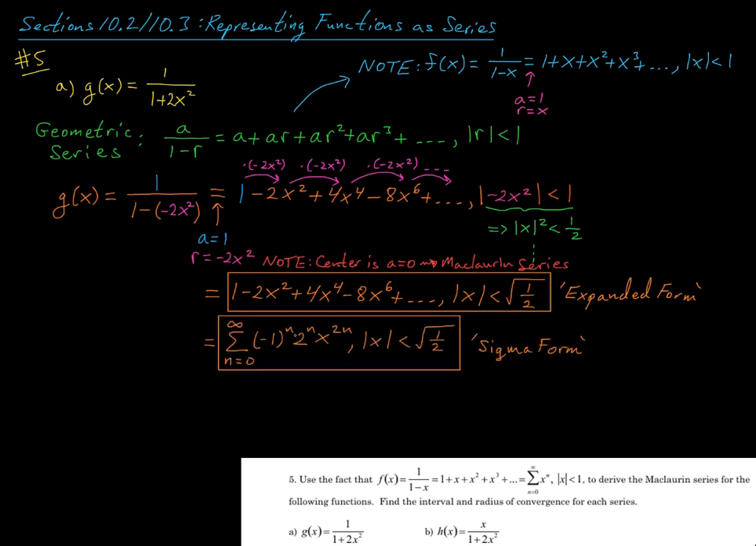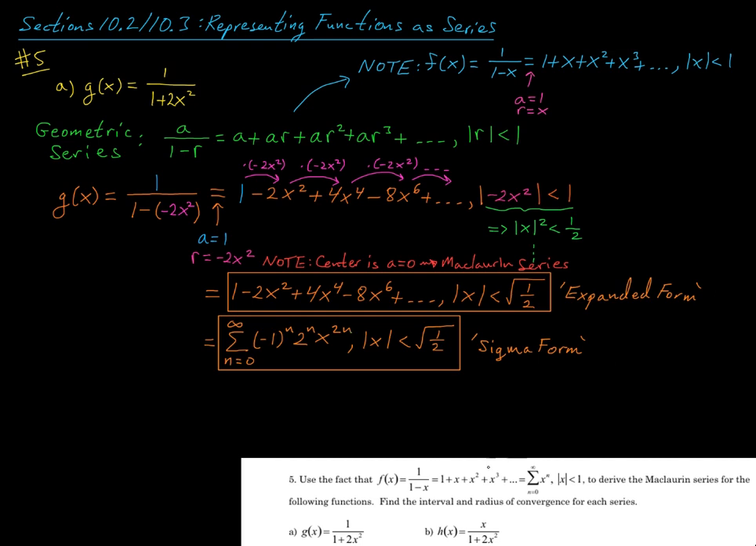also write this series using sigma notation. To do that, note that since I have an alternation in sign, if I start the index n at 0, I need a -1 to the n. Then for the coefficients I have these powers of 2. So 1 is 2 to the 0 power, then 2 to the first, 2 squared, 2 cubed, and so on. So I need a 2 to the n. And for the powers of x, these are going up by 2. So 0, 2, 4, 6, 8, and so on. So I need an x to the 2n.